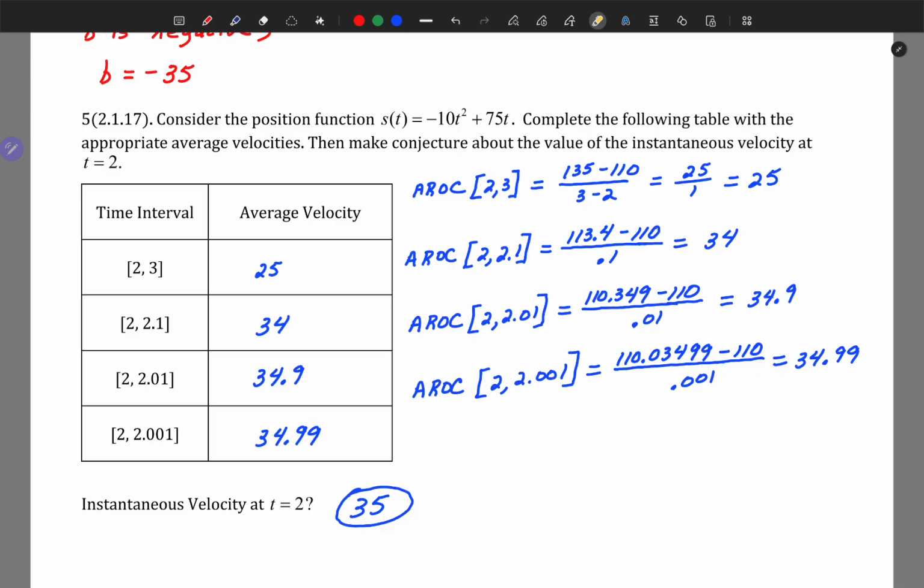So if I said, hey, I want you to find the average rate of change between 2 and 2.0001, I promise you, it would be 34.99999. What about the one after that? 34.99999. What number are these average velocities approaching? Well, it's approaching a number of 35.